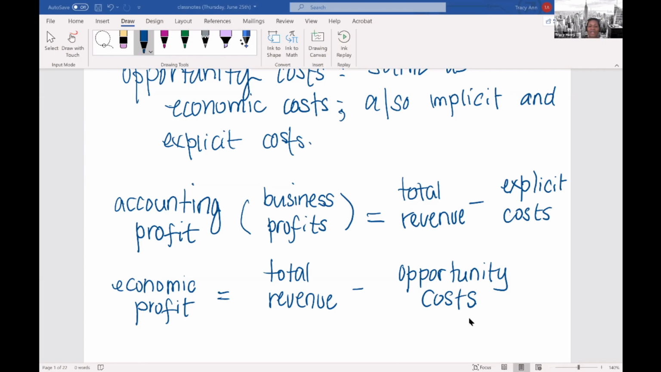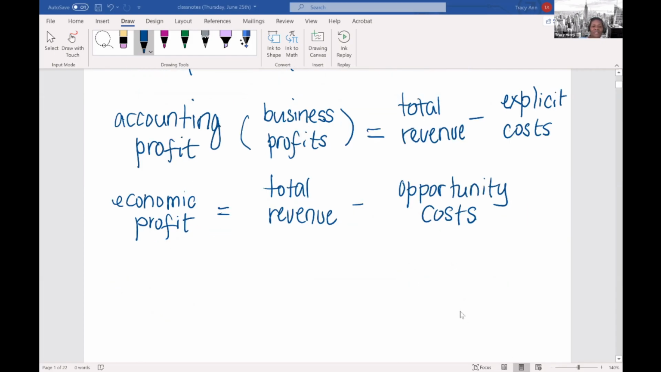So okay, here's what I just said in equation form. Here's what I want to say. Essentially, your economic profit is equal to your accounting profit minus your implicit cost.